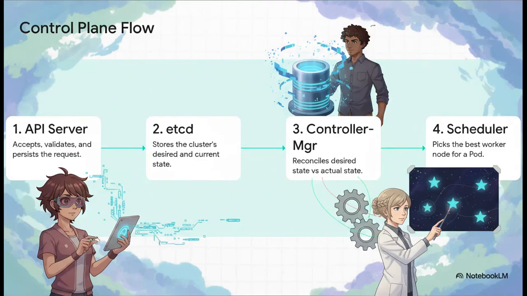When you submit that YAML file, it actually goes on this little 4-stop tour through the most important parts of the control plane. It starts at the API server, gets saved forever in etcd, then the controller manager spots it and takes action, and finally, the scheduler makes a really important decision about where it should live. Let's break down what each of these actually does.